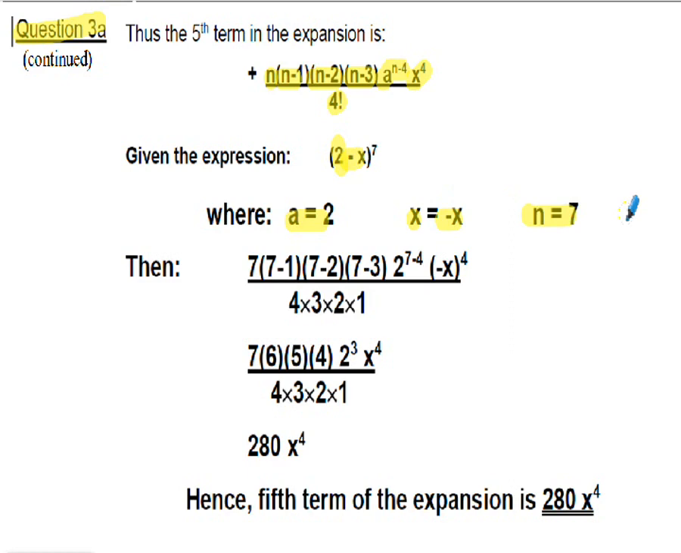What we do then is put the values of a and x into the expression and then evaluate the final answer. I'll let you look at the numerical work there. Again, be very careful: minus x to the power 4 will be x to the 4 here. I'll let you look at the solution and follow it through in your own time.